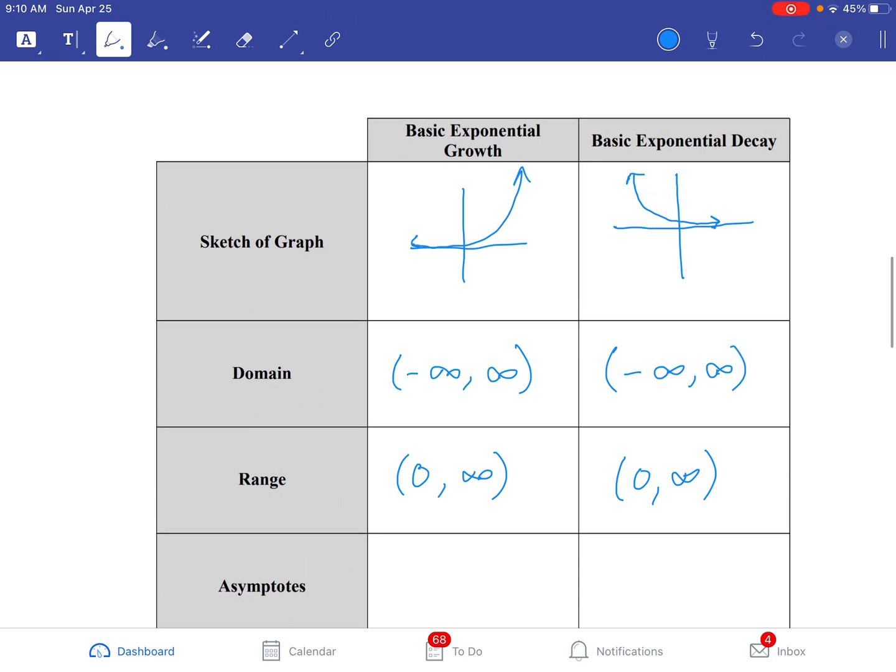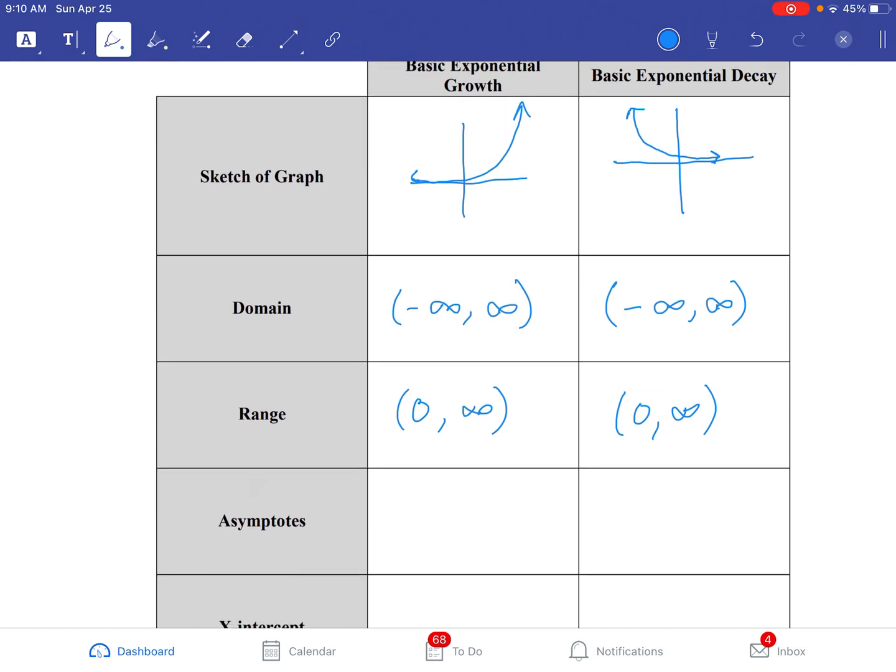Now these might change, especially not so much the domain, but the range might change, all right, depending if you have any transformations to your graph. So if it goes vertically up or vertically down based on a value being added or subtracted on the outside of the function, that range might change because the graph might vertically shift up or down.